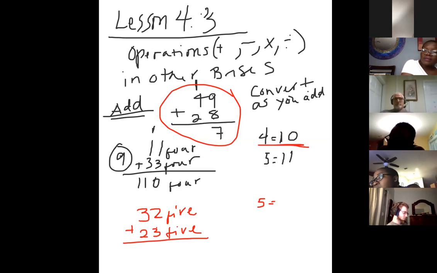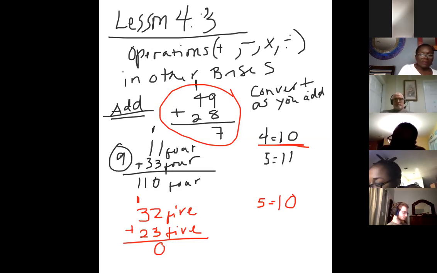So I'm going to convert it. So here's how I convert it, guys. I take the base, which is 5, and I divide it. 5 goes into 5 how many times? Once, with 0 left over. So we drop the 0, carry the 1. You guys are good?